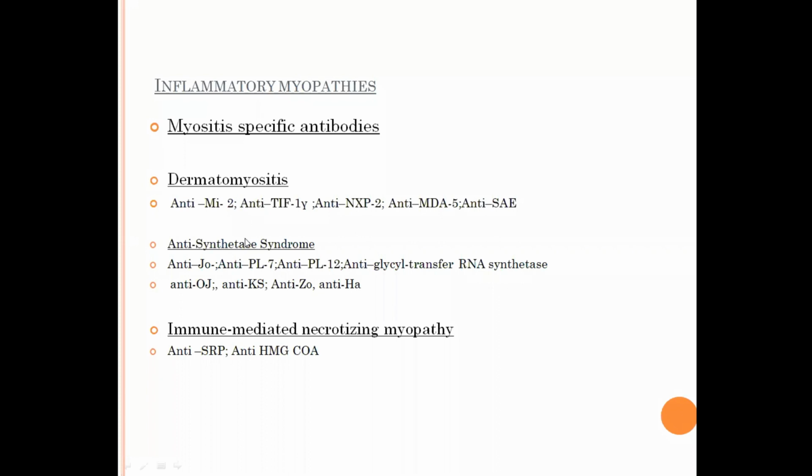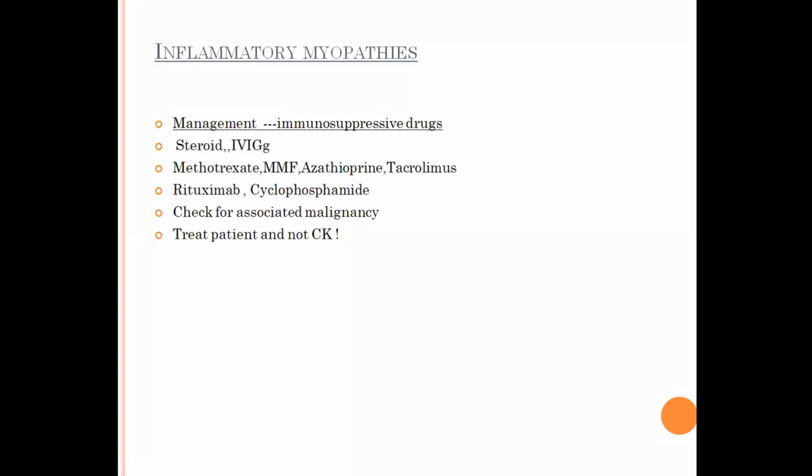Now there is a long list of antibodies for inflammatory myopathies. Myositis specific antibodies for dermatomyositis, anti-synthetase syndrome, and immune-mediated necrotizing myopathy. So a whole antibody panel is there, and you can send this for the antibody panel. What is the idea of doing this? Because each one has a different phenotype and different prognosis. So if you suspect inflammatory myopathy, you need to go through this.